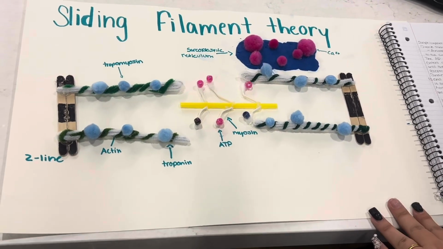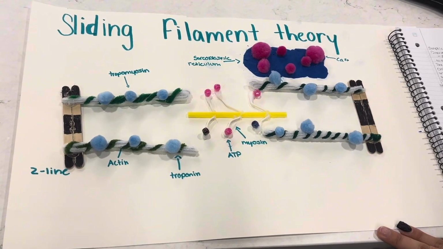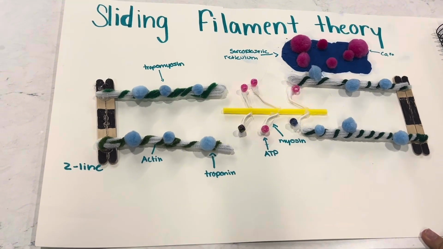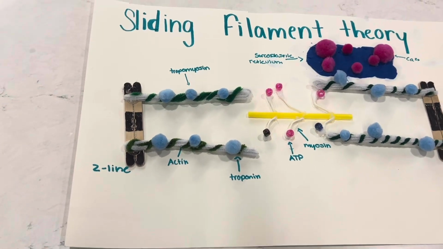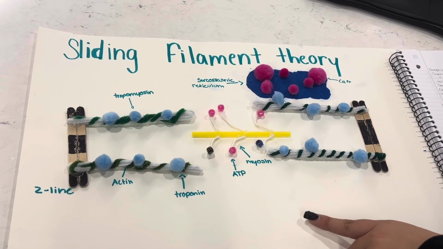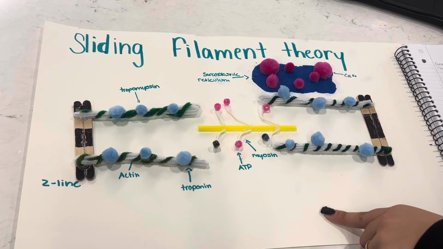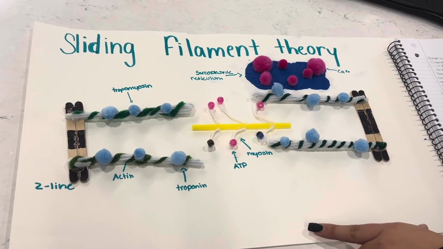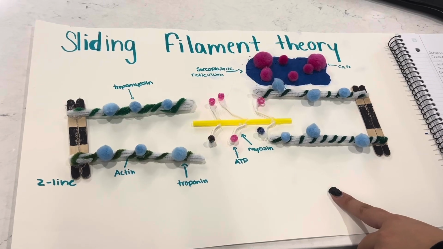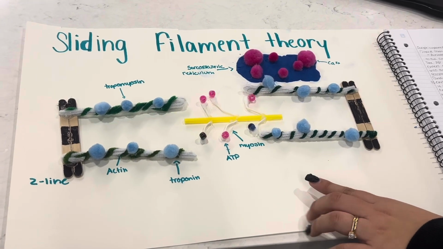For step number 1 in the sliding filament theory is the nerve stimulation at the neuromuscular junction, in which a motor neuron generates an action potential that travels to the axon terminal. When the action potential enters the axon terminal, it opens the voltage-gated calcium channels. The calcium enters and triggers vesicle fusion.